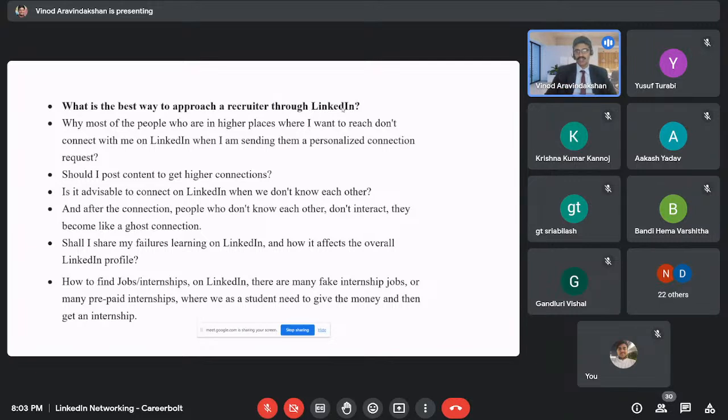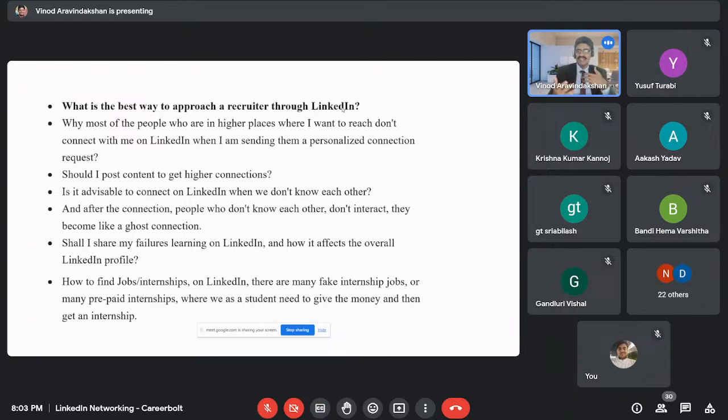After the connection, the next question is people who do not know each other don't interact. It becomes like a ghost connection. That's super common. There's some research which says that you can only connect with around 150 to 200 people and have a one-to-one connection, interact with them freely. In LinkedIn, most people have thousands of connections, if not tens of thousands. There is no way that one person can always connect with the other person, right? That's just not the way it works.